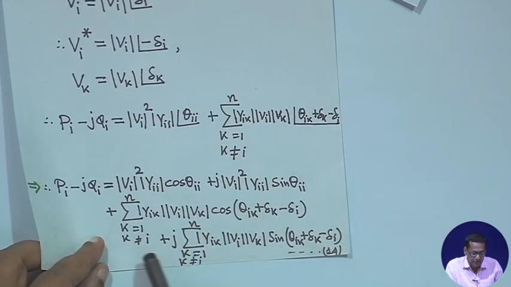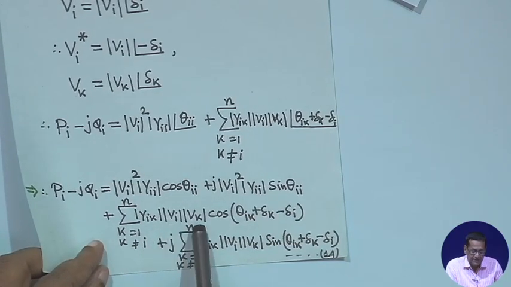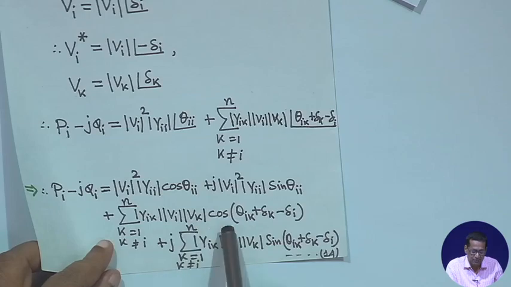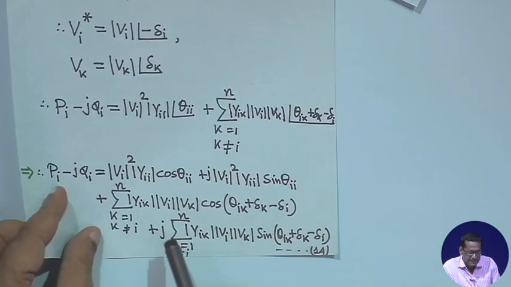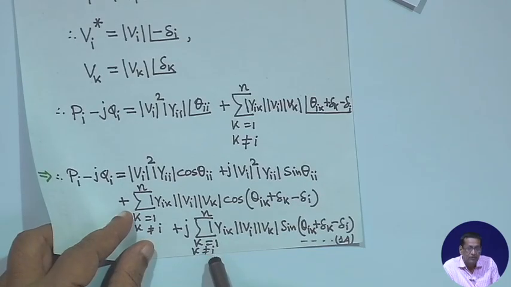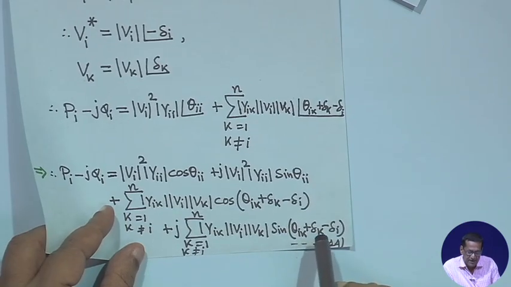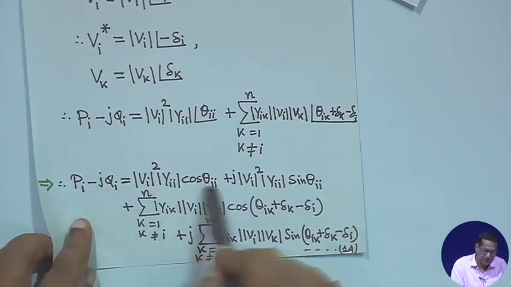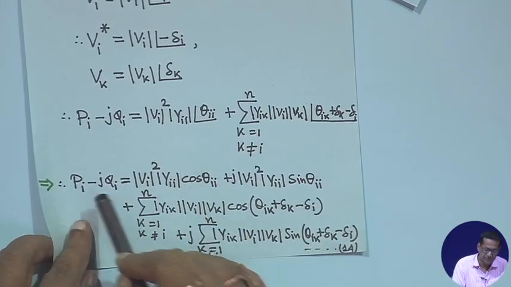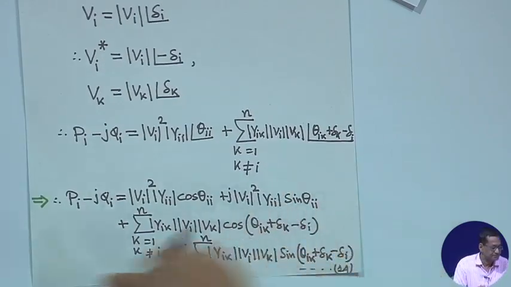So, the sum over k equal to 1 to n, k not equal to i, of Y_ik V_i V_k, these are all magnitudes, cosine of theta_ik plus delta_k minus delta_i, plus j times the sum over k equal to 1 to n, k not equal to i, of Y_ik V_i V_k, all magnitudes, sine of theta_ik plus delta_k minus delta_i. This is equation 14. Now, from this you separate the real and imaginary parts, from which you will get P_i equal to and Q_i equal to.